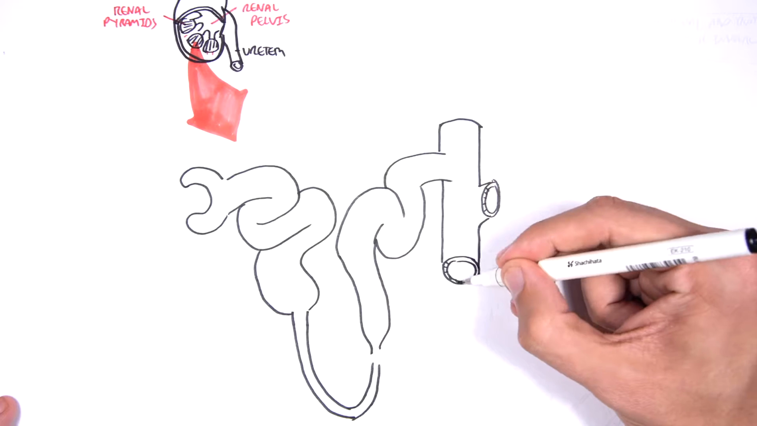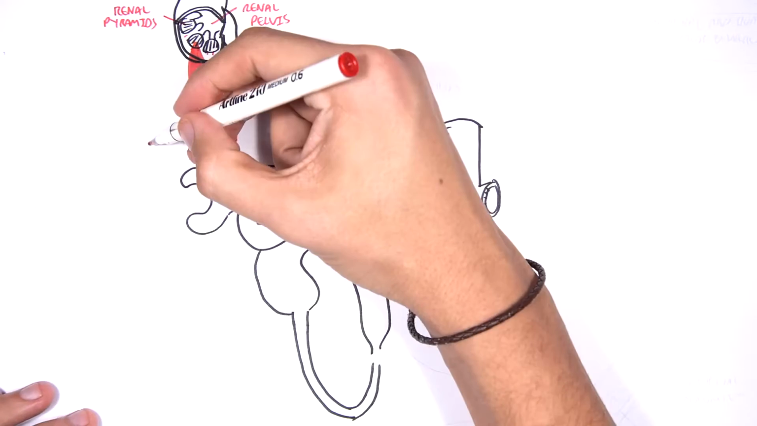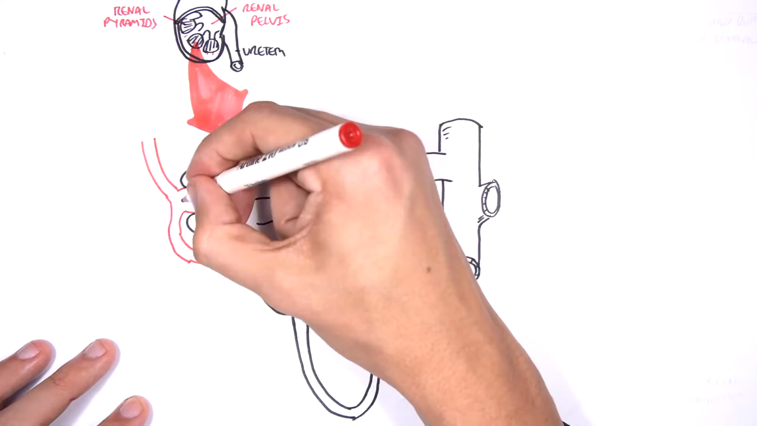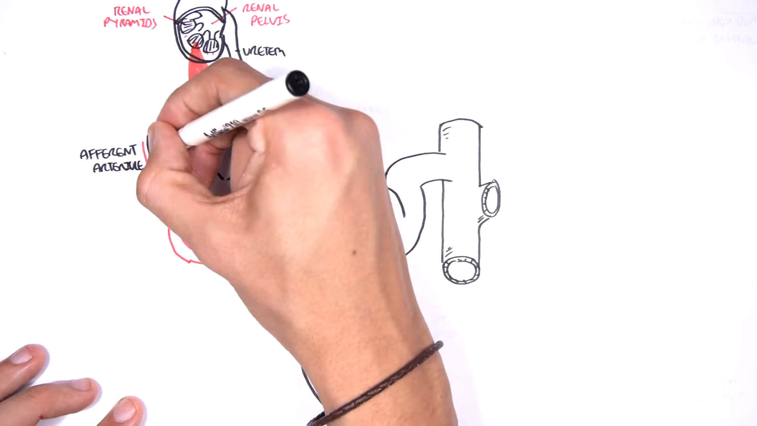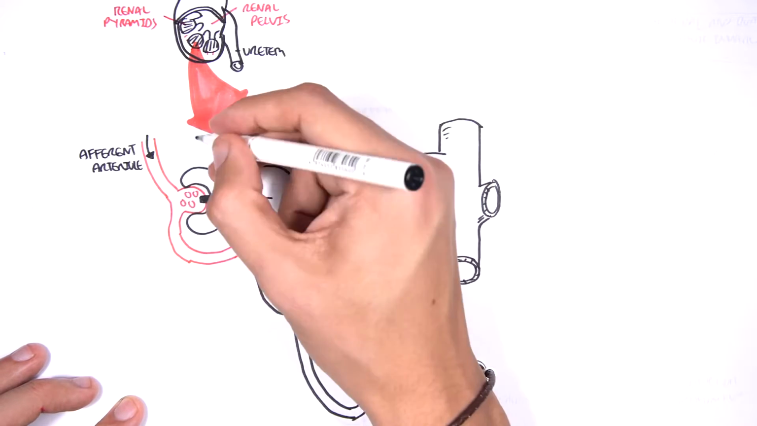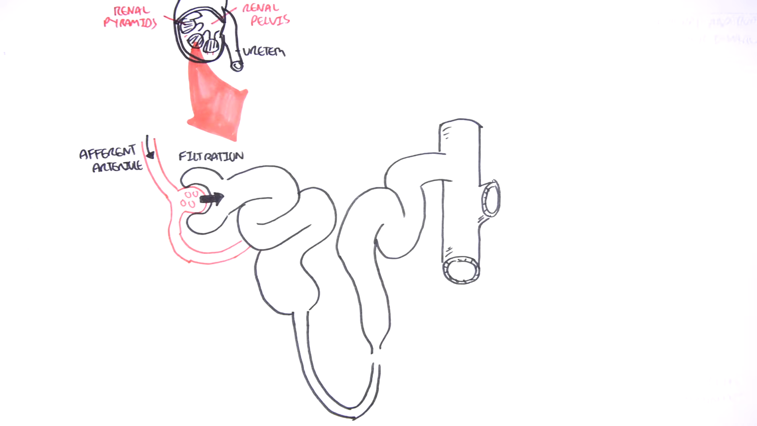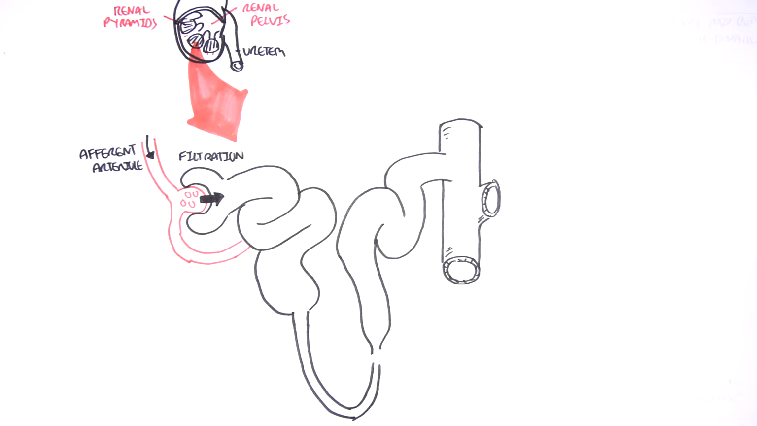So let us briefly look at the function of the kidneys, of the nephrons. So in summary, an afferent arteriole will carry blood from the renal artery. This afferent arteriole will come down and it will be filtered in the glomerulus. And this occurs in the Bowman's capsule, the head of the nephron. A term to know is the glomerular filtration rate. And this is literally the rate at which the glomerulus filters the blood.